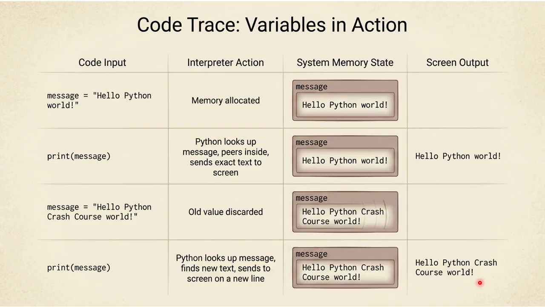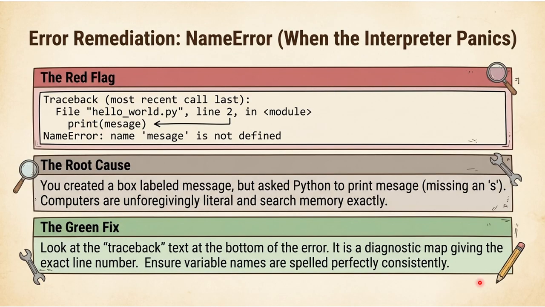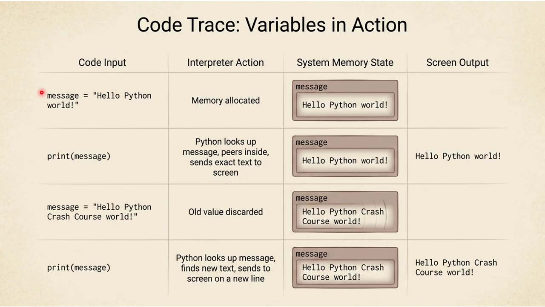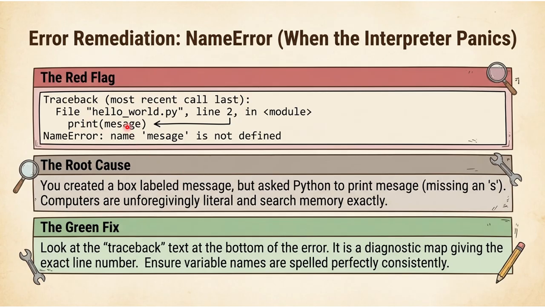So that's what it looks like. So now let's move on to the next slide. Error remediation, name error. So what it means: over here we defined a variable message with double s. But if in the print you print it with a single s, it will give you a name error and it will say message is not defined. So the root cause is, you created a variable labeled message with double s, but asked Python to print message with a single s.